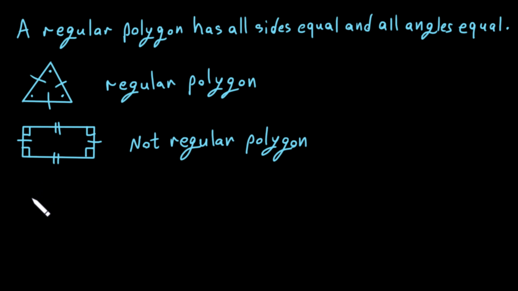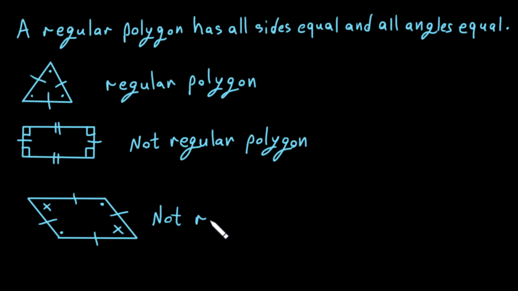Let's draw another example, which is a rhombus. In a rhombus, this equals this equals this equals this, and this angle equals this angle, and this angle equals this angle. Is it a regular polygon? No. Why? Because all angles are not equal, because this angle is not equal to this angle, so not a regular polygon.